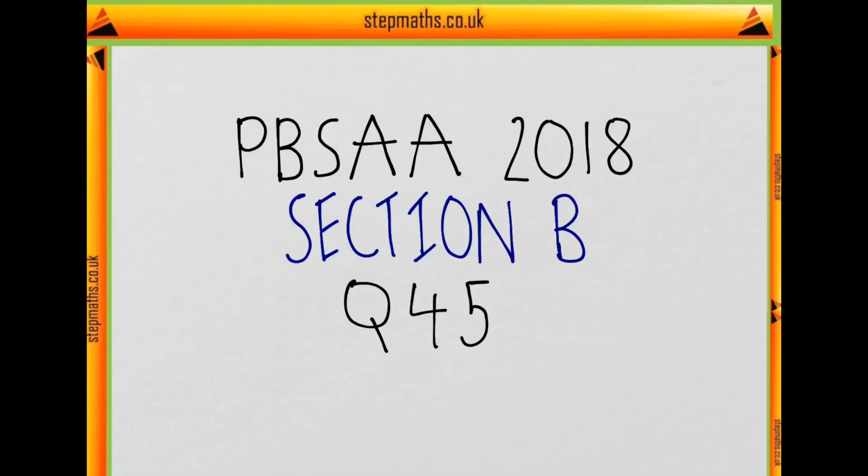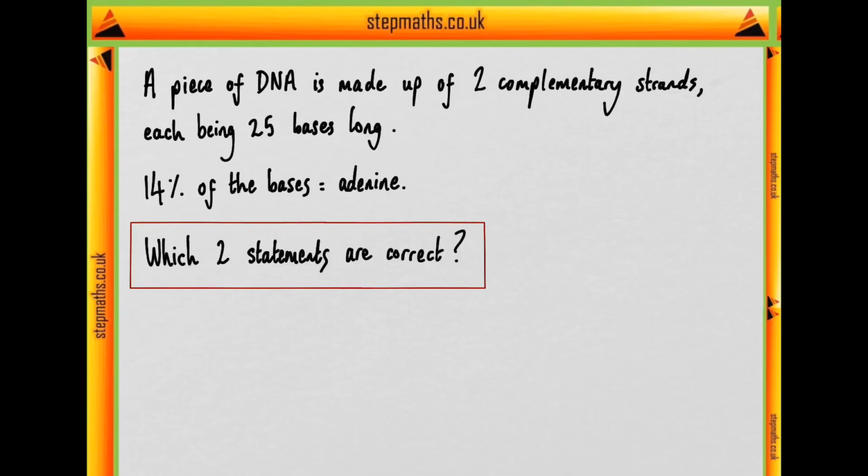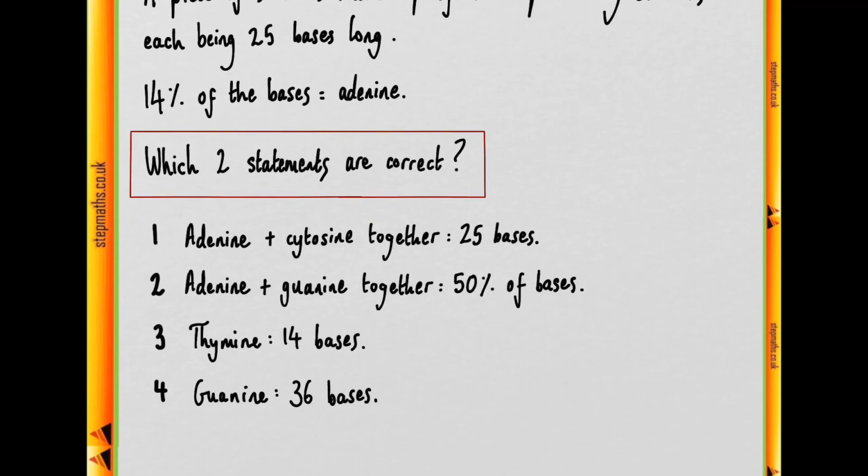This is question 45 from section B of the 2018 PBSAA paper. In this question, we're told about a piece of DNA which is made up of two complementary strands, each of them being 25 bases long. We're told that 14 of these bases are adenine, and based on that, we need to work out which two out of these four statements are correct.